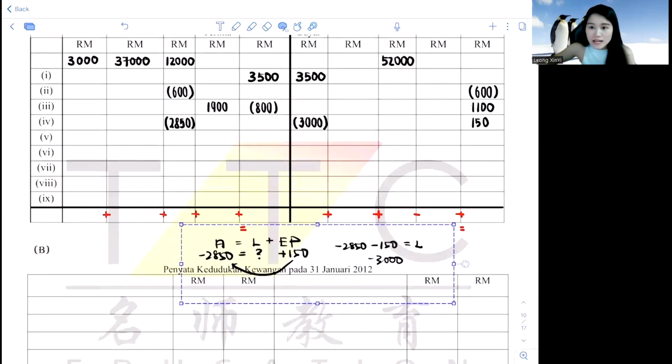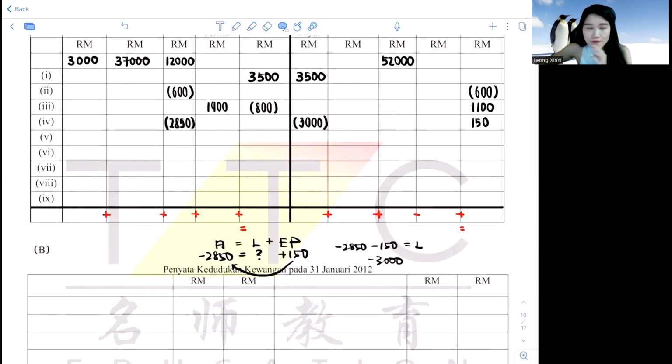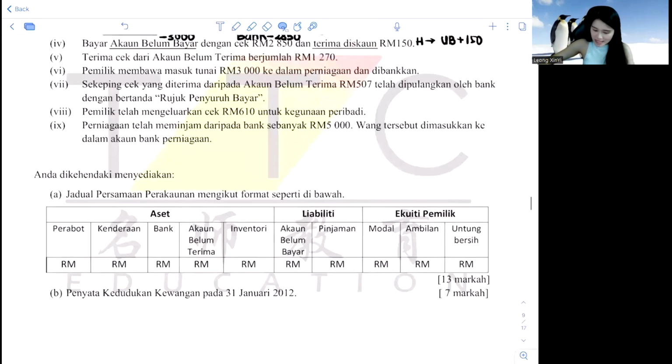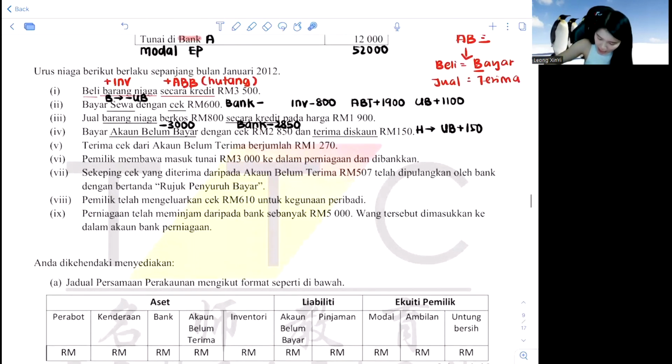Okay, so can teacher like give the answer for 7 and 8? Yeah, sure. Come, 7, yeah, 7. So I'm gonna skip 5 and 6 for now, yeah. I'm gonna go straight to 7 and 8.